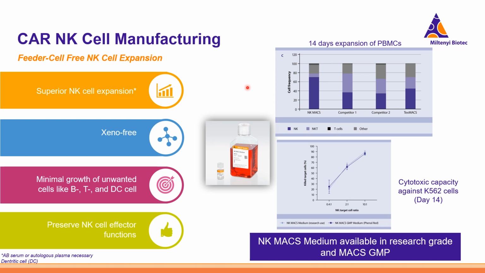So shown is the cell composition after 14 days of expansion. And the starting material for this expansion were actually PBMCs, so not purified NK cells. And you can see here that in the medium, the major fraction after this expansion is natural killer cells as compared to other media. And then, of course, very importantly, the effector functions are preserved after the expansion.